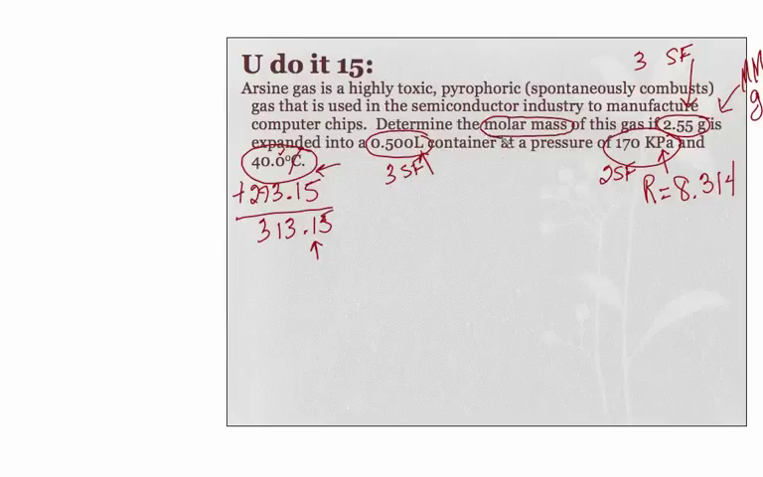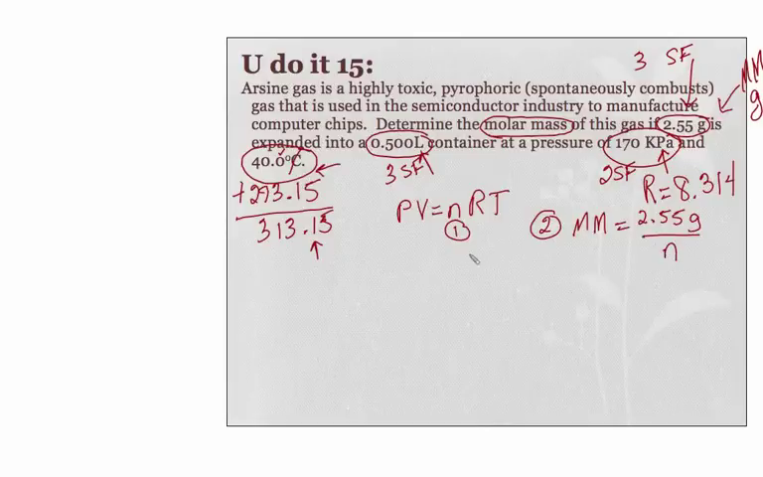It doesn't say anything about density. It doesn't ask for density, and it doesn't give us a density. And so you have 2 choices. You can do PV is equal to nRT, and first solve for moles. And then secondly, you can substitute that into molar mass, and molar mass would equal 2.55 grams for however many moles you calculate from that first part.